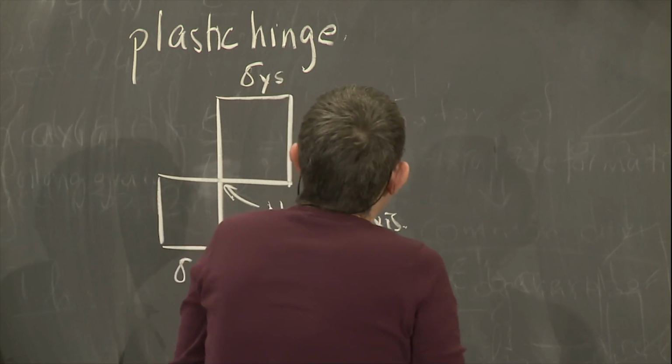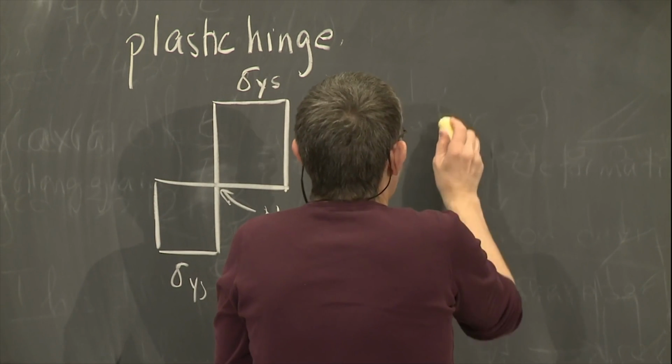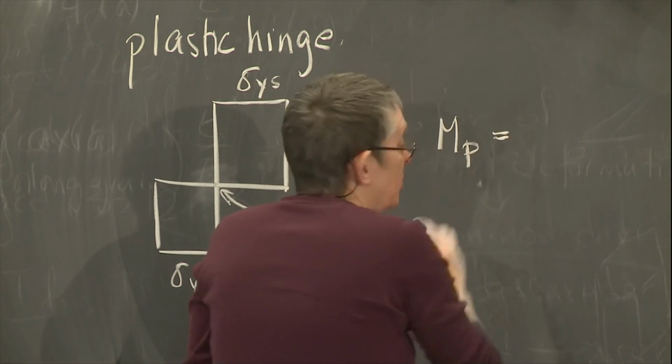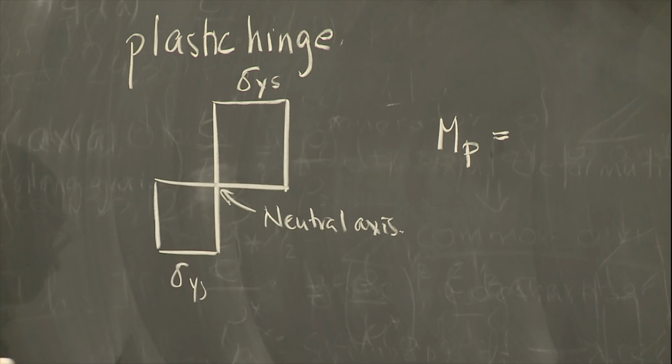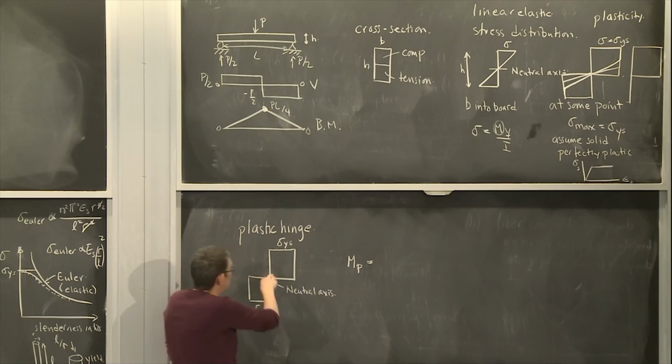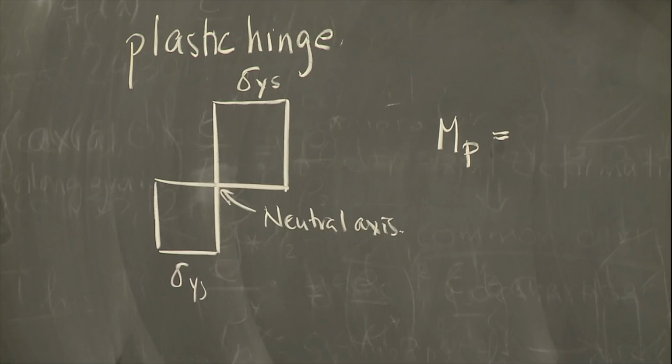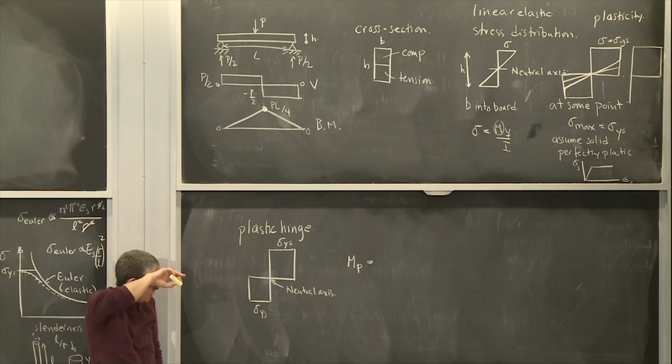And let's see. One of the things I talked about was the plastic moment that kind of characterized that plastic hinge. And the plastic moment is just the internal amount of moment that the beam can withstand when it's yielded completely across the whole cross section. So when we're like at this point here.